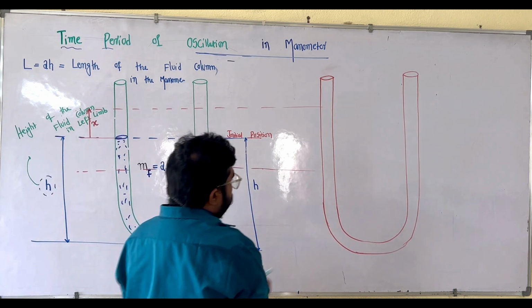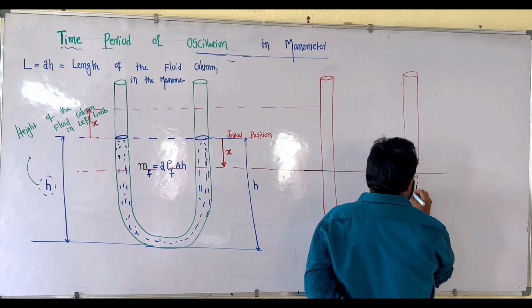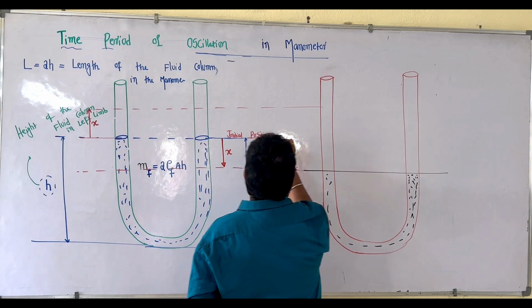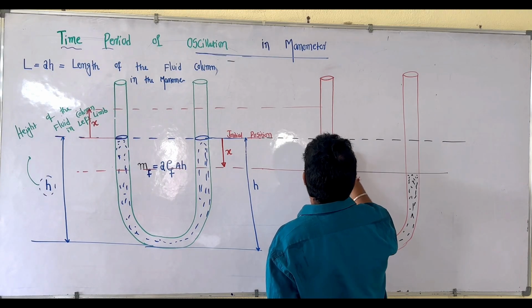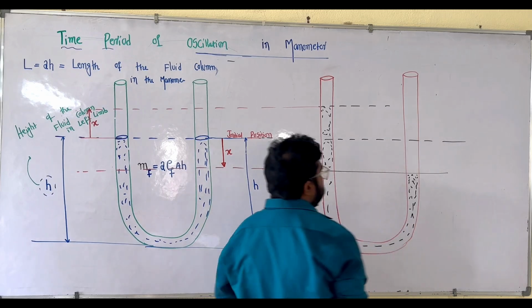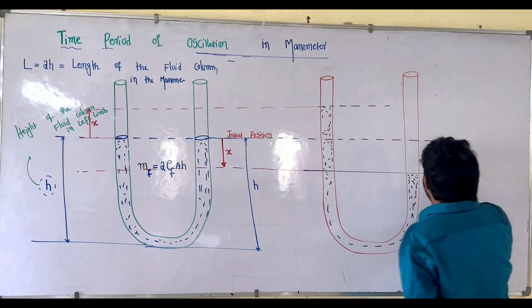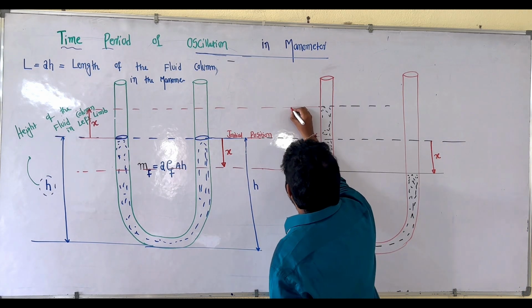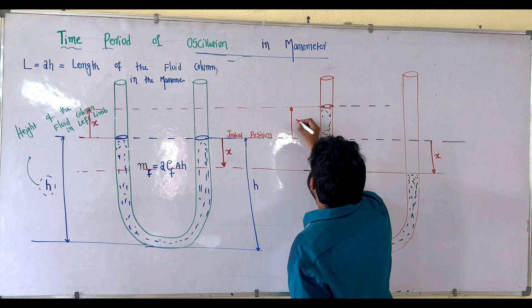Here the water will go up to here. This is the initial position, and this is the final position. Understood? So x down and x up. What is the total height?